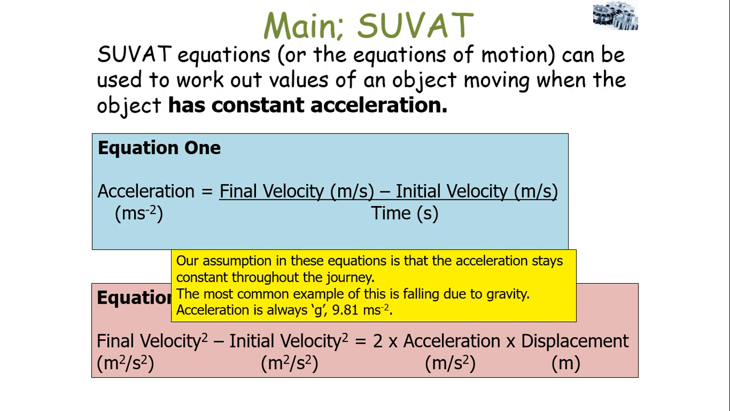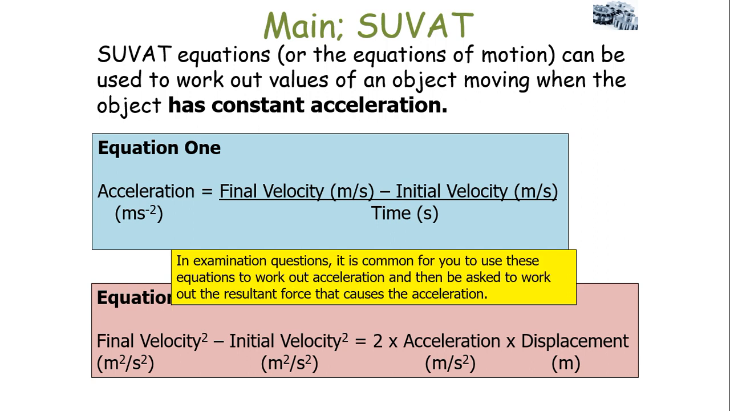Now, the most common example of this is when an object falls due to gravity, because the strength of gravity we consider at GCSE to be constant, to always be the same. We sometimes give it the symbol small g because of gravity, and the acceleration when an object is falling due to gravity is 9.81. So if a question asks you about an object falling due to gravity on the Earth, the acceleration is constant and it's always 9.81.